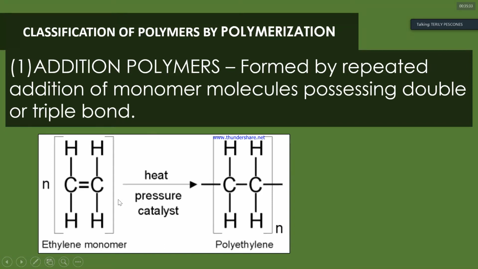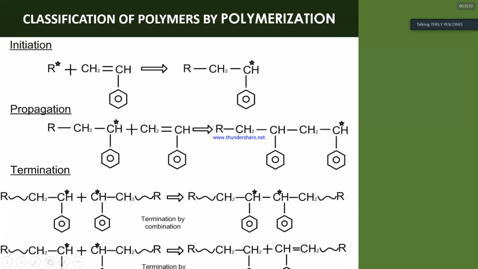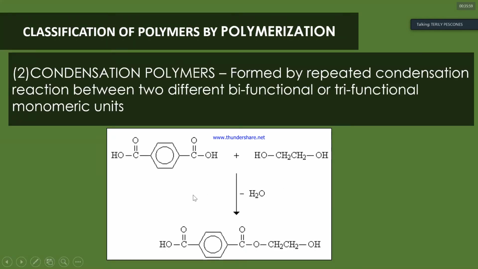Okay, so this is the combining of ethylene monomer. They are joined one after another. So how does that happen? By applying heat or pressure or in the presence of a catalyst. So we call these addition polymers. Okay, next we have the... okay, we will go to that later. Addition. Next we have the condensation polymers.